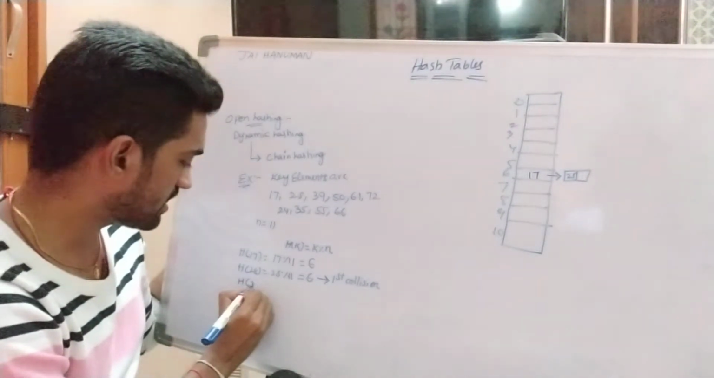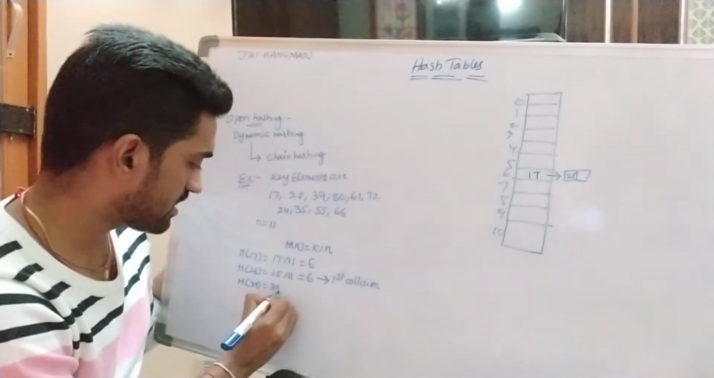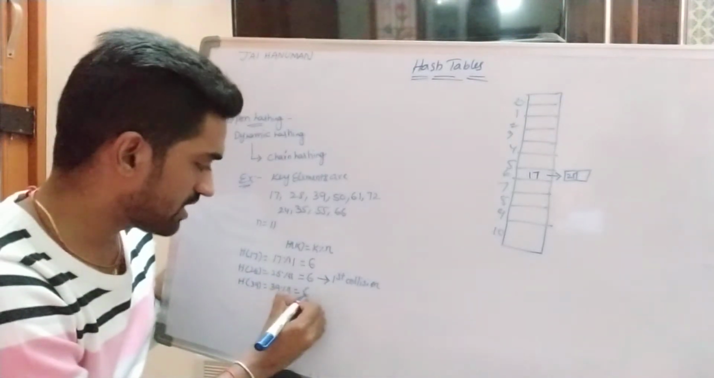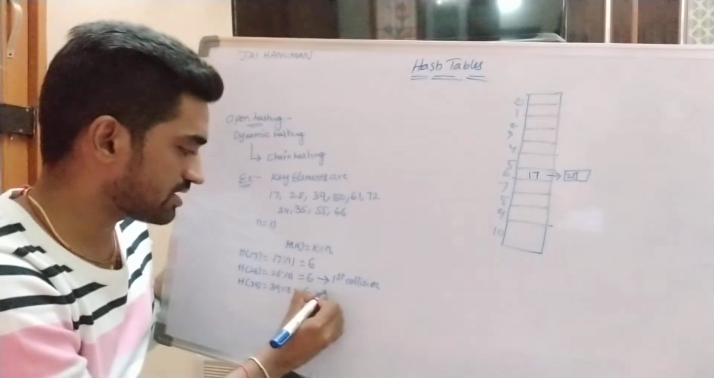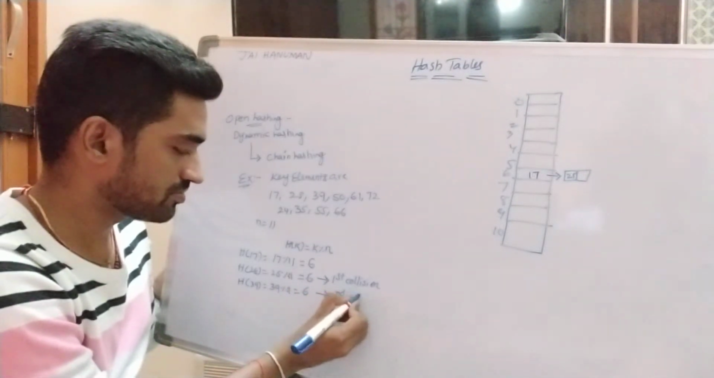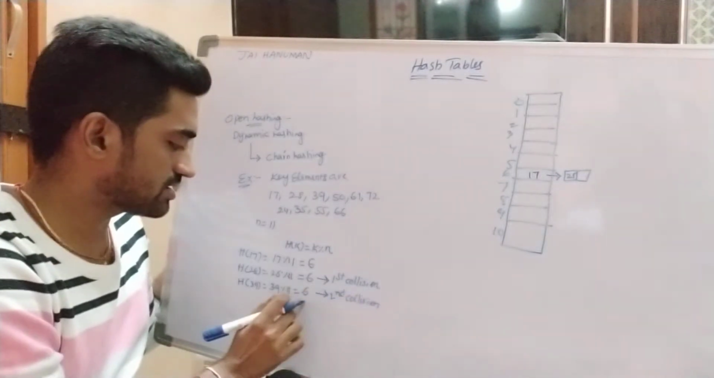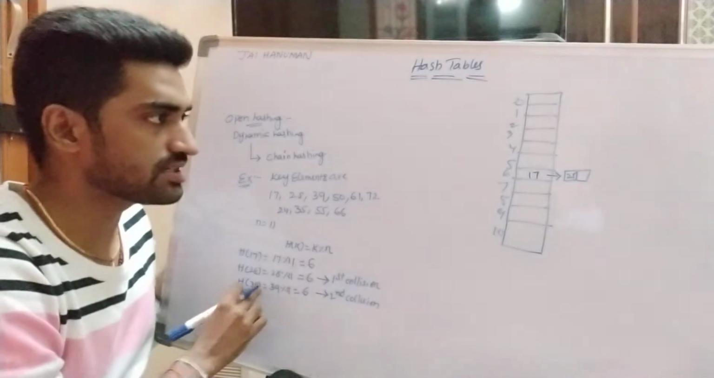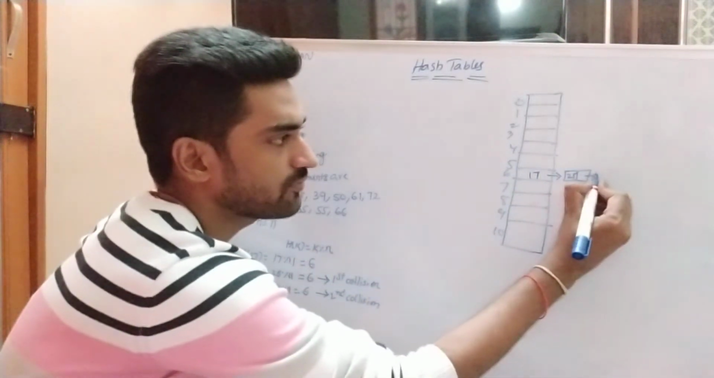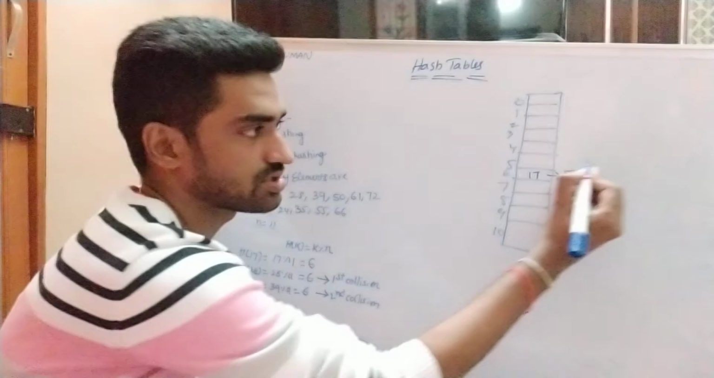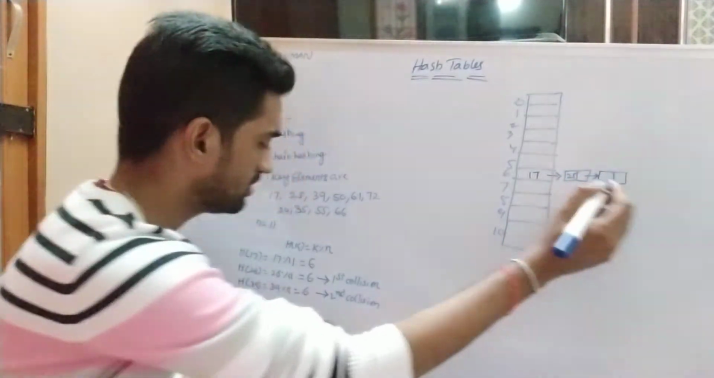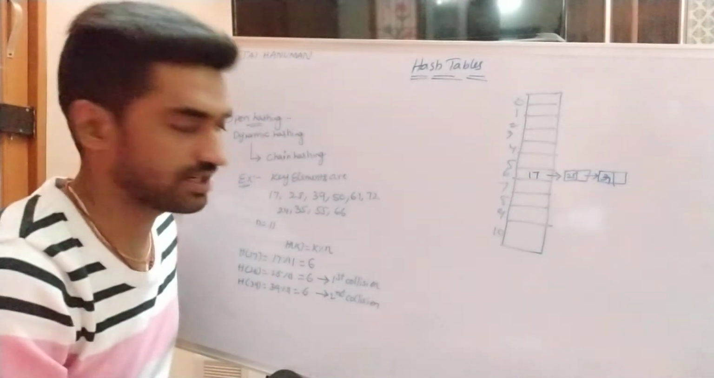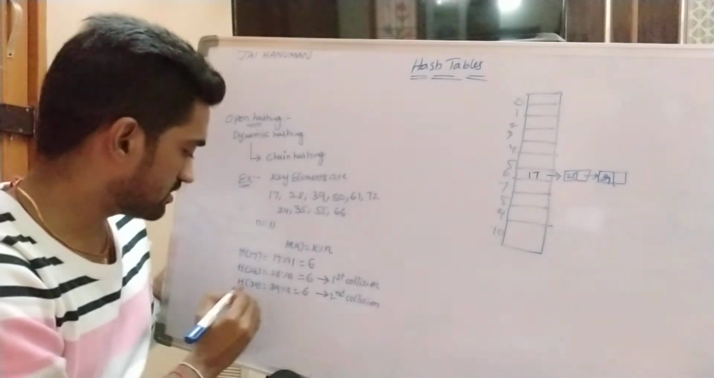Then what is the next inserted key value? H of 39. 39 modulo division of 11. Remainder value is 6. So second collision occurs. So that's why here by using chain hashing mechanism, this key element is inserted with the help of a linked list at 6th position, right? So here I am creating one node. So in that node I am placing 39, right?